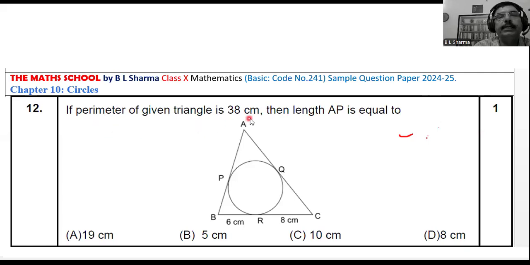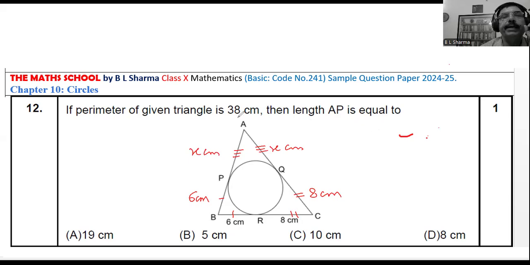The perimeter of the triangle is 38 centimeter. And what is the length of AP in this figure? Look, we know that the length of tangent drawn from an exterior point to a circle is equal. So if this is 6 centimeter, this is also 6 centimeter. This is 8 centimeter. This is also, if this is X centimeter, this is also X centimeter.